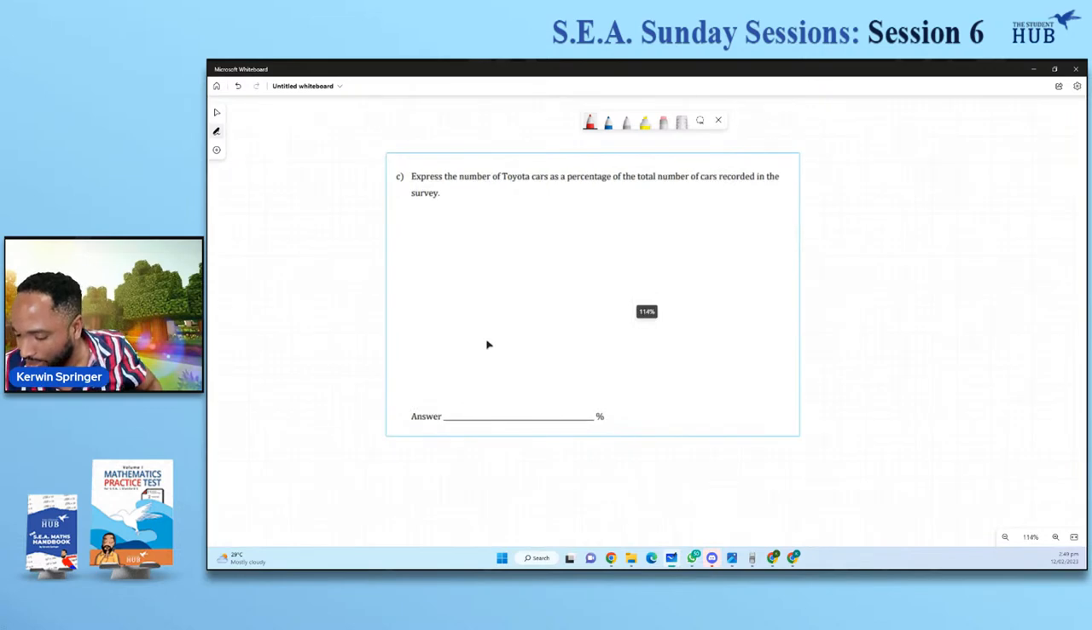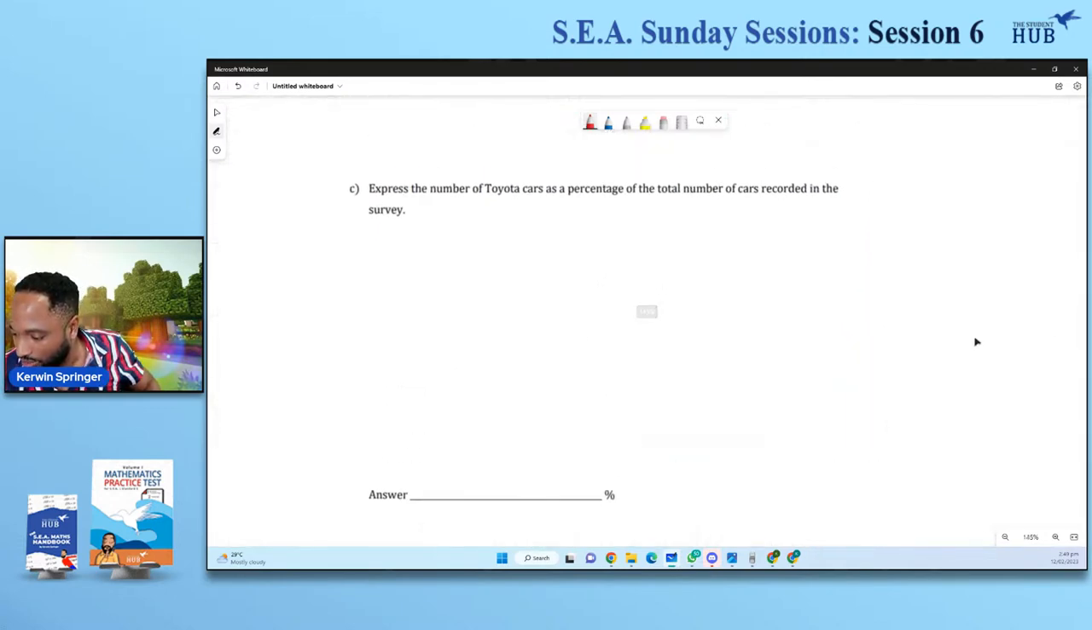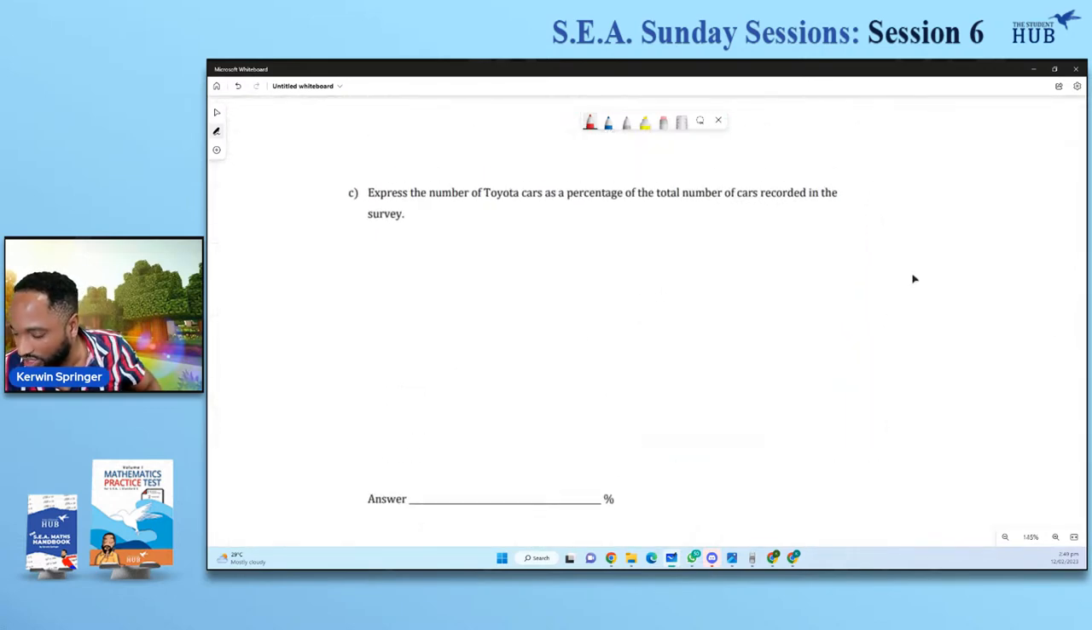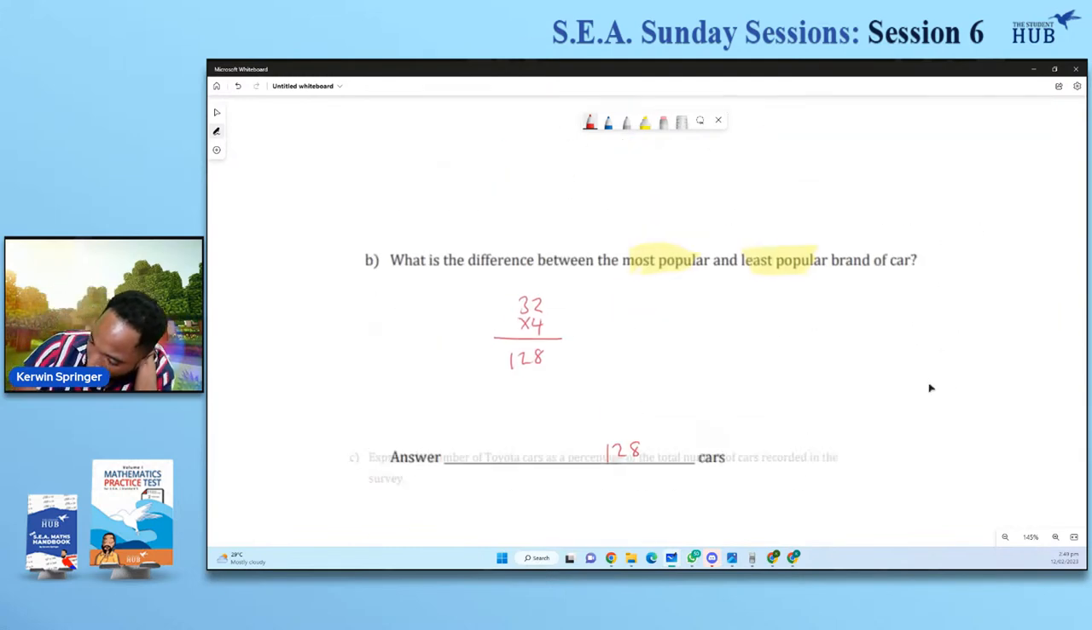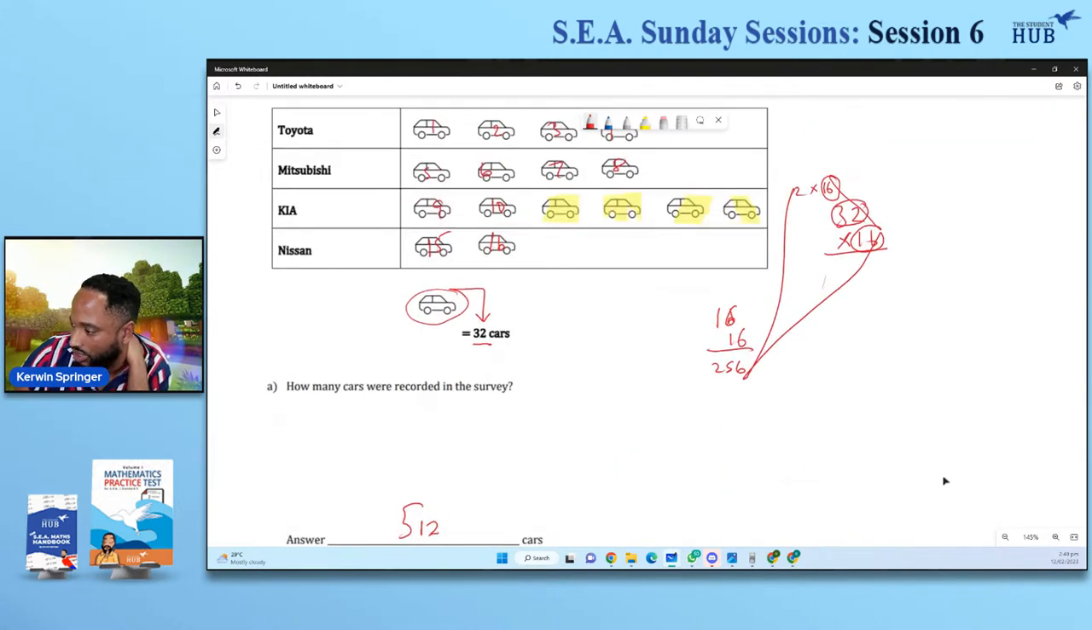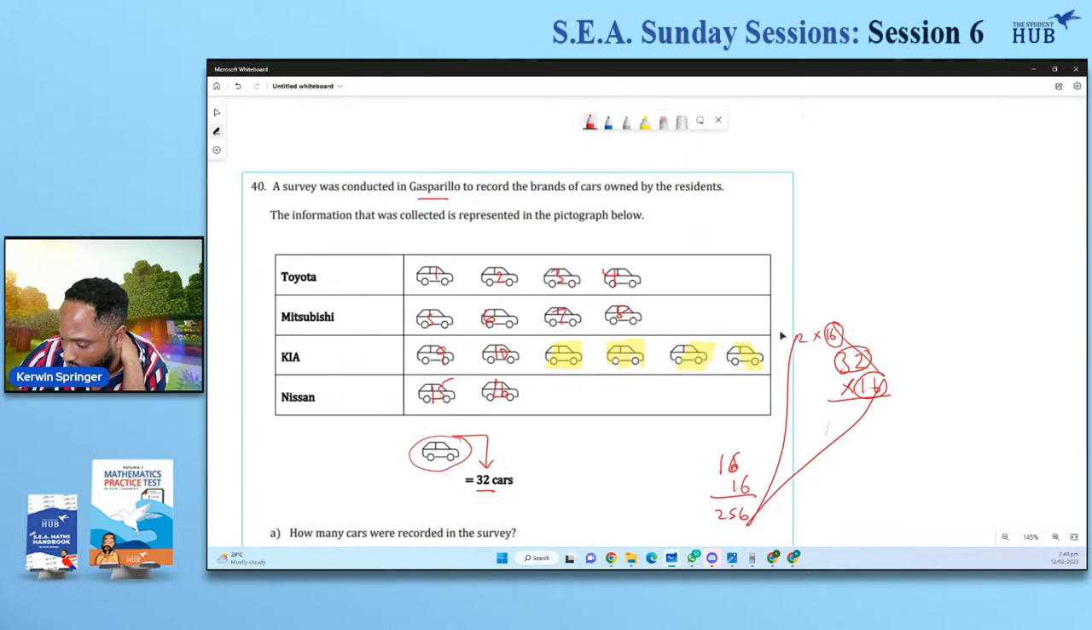Last one, Alia. Express the number of Toyota cars as a percentage of the total number of cars recorded in the survey. Toyota cars. What we know with them, Toyota cars. Toyota is 1, 2, 3, 4.